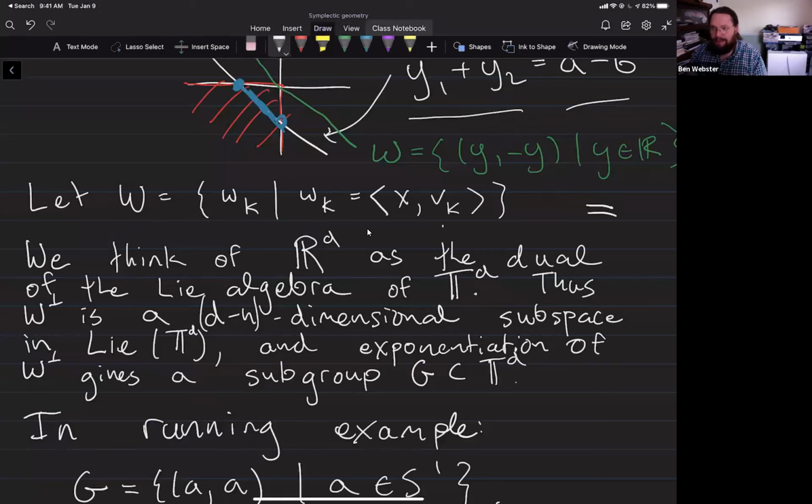So now I'm going to take my W, that's a subspace in the dual of the Lie algebra. So it has a perp subspace, which is d minus n dimensional, inside the Lie algebra of T^d. And exponentiating, I get a subgroup, which I'll call G, inside T^d.